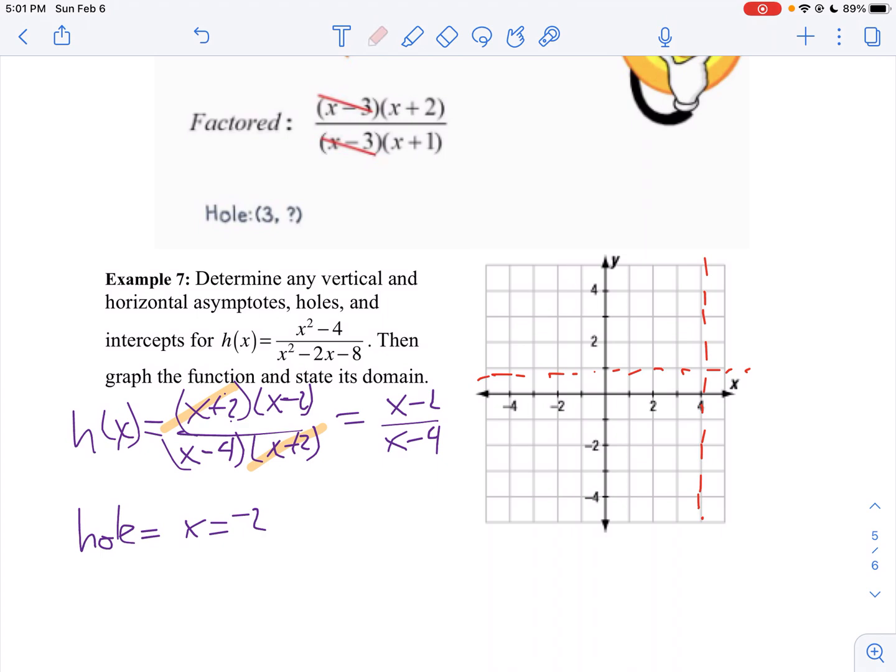And then since we can talk about our domain then, my domain is going to go from -infinity to -2, from -2 to 4, and from 4 to positive infinity.